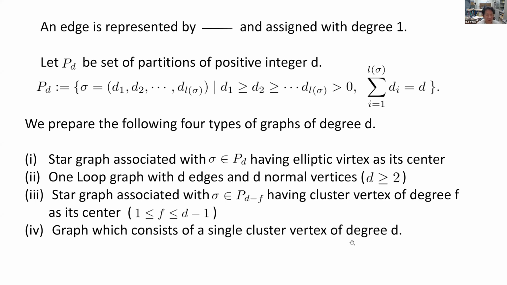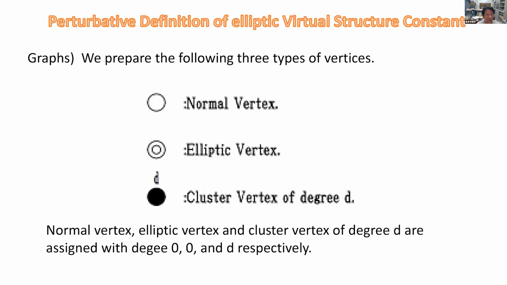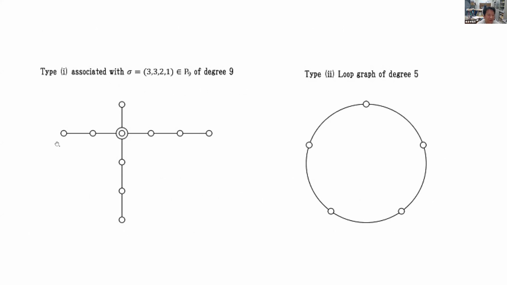So let us show the figures of examples of these graphs. First, the type 1 graph. An example of a type 1 graph is given by this. This is associated with the partition 3, 3, 2, 1, and has an elliptic vertex as its center. So this star graph has 4 tails. We need a partition of an integer to represent the information of these tails.